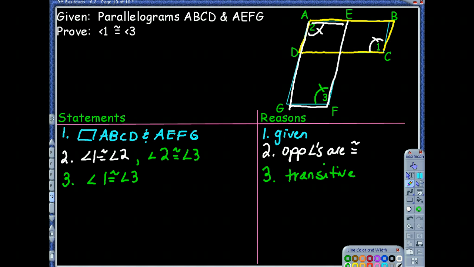So notice the two proofs we did, not super complex. Right? Using stuff that we've done before, but using these new properties, these new theorems.